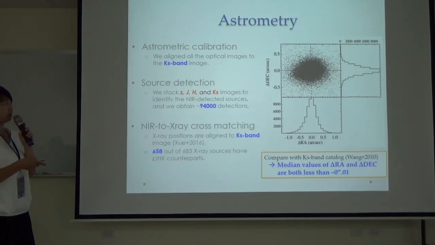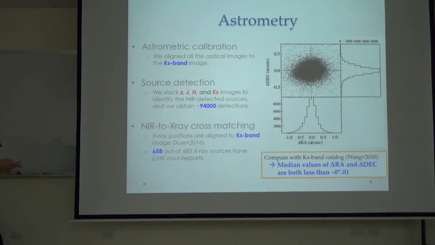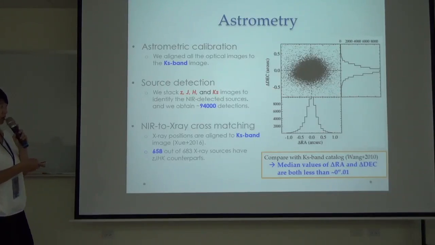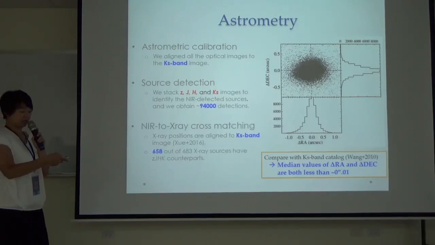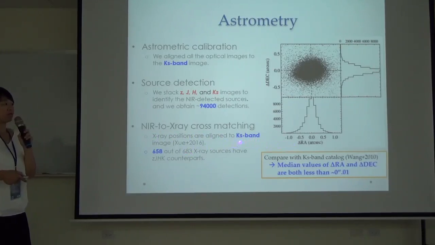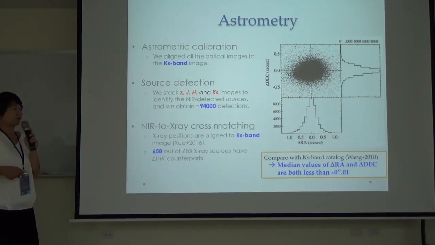In total, we have 94,000 detections. And then we did the cross-match between our near-infrared detection and the X-ray detection. Here I want to mention that in SU 2006, they also aligned all the X-ray positions to the K-band from 2010. So they are all aligned to the same images, so we can do the position match directly. So finally, we have 658 X-ray sources that have ZJHK detected counterparts.